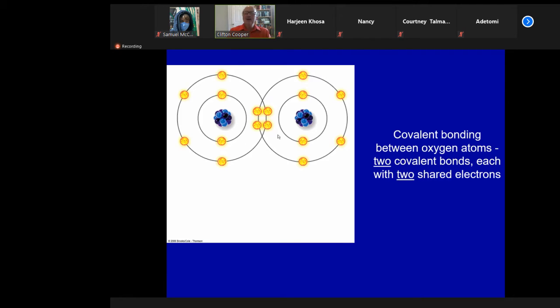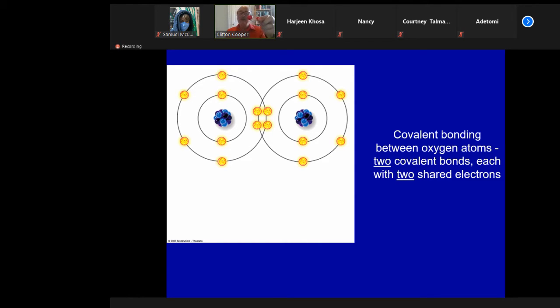If you get 2 oxygens together, this is how they fill up their outer shells. They form 2 covalent bonds. So I am going to make that one right here. Oxygen with 1 and 2 covalent bonds forming. And here I can form the double bond, and there I have it. That is O2. That's what you're breathing right now.